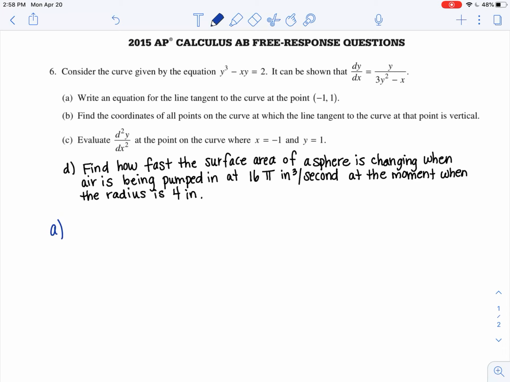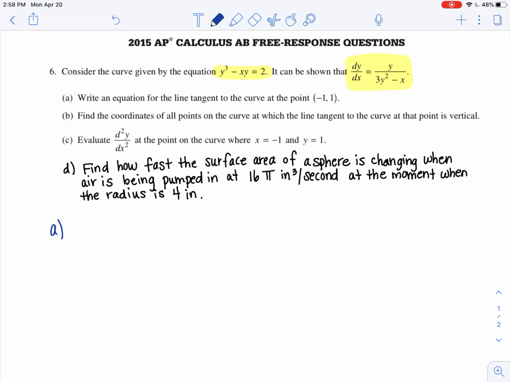So let's take a look at letter A. It says, write an equation for the line tangent to the curve at the point -1, 1. You're being given the curve that is y cubed minus xy equals 2. So that's an implicitly defined curve because you can't get all x on one side and all y on the other side. They actually did you a nice favor because they already gave you dy dx. So you don't actually have to do implicit differentiation just yet here. We'll talk about how you do it when you get to the second derivative.